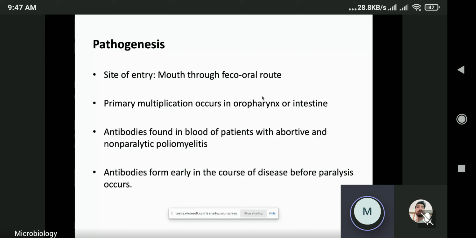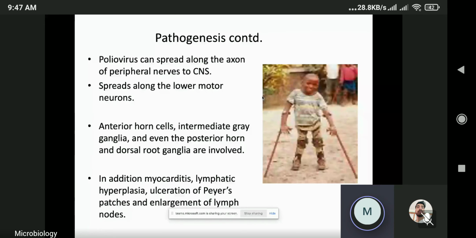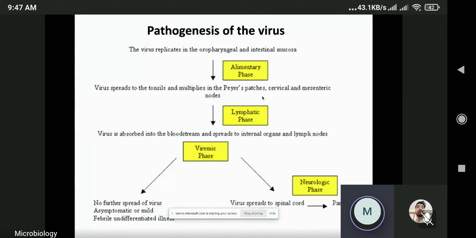It is very clear what happens in this. Okay, this will be very much clear to you. See what happens. First, once you engage the organisms, they replicate locally in the oropharynx and the intestinal mucosa. That is called the alimentary phase.